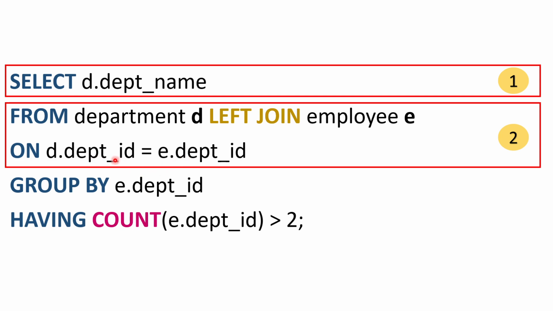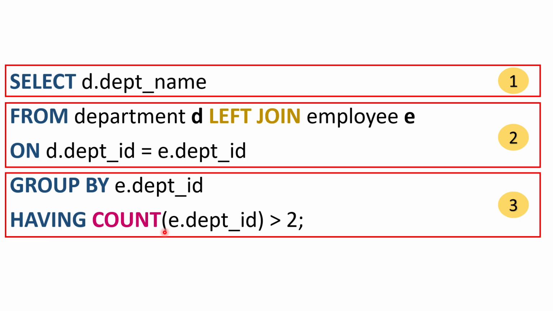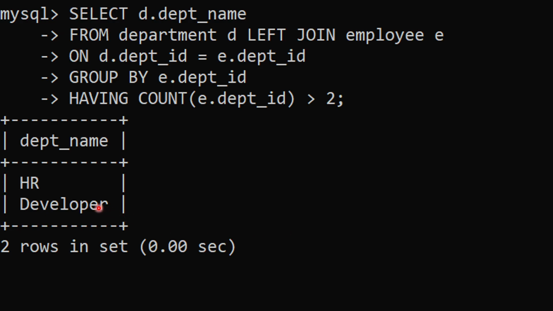So when the department ID from these 2 tables is matched, then our query will go for further processing. So this is the time for our third step, that is to write the condition. The condition was that the department must have more than 2 employees. So we will write group by e.department_id having count of e.department_id greater than 2. And if you don't know how to use group by, having clause and aggregate functions, I have already created videos on them. You will find the link in the description box. So when we execute this query, we will get our desired output, that is the HR and developer departments.